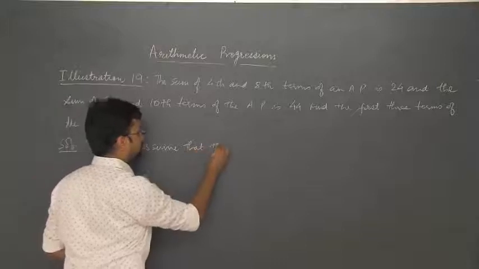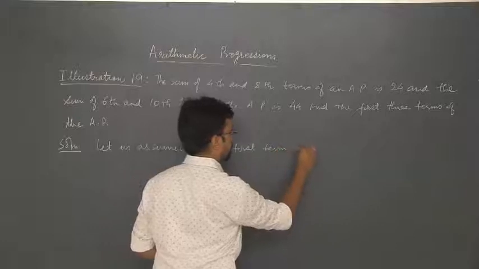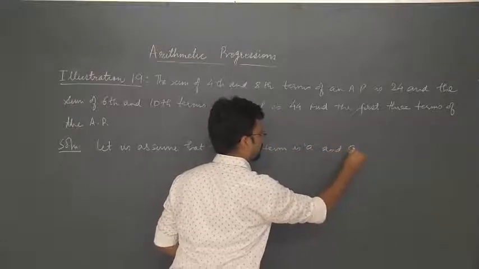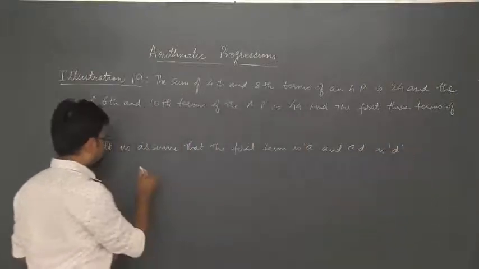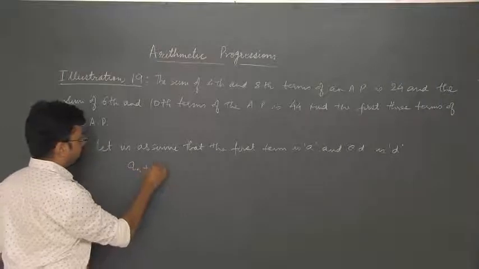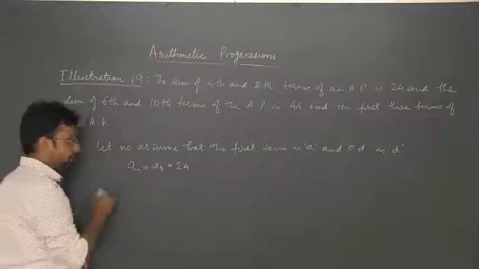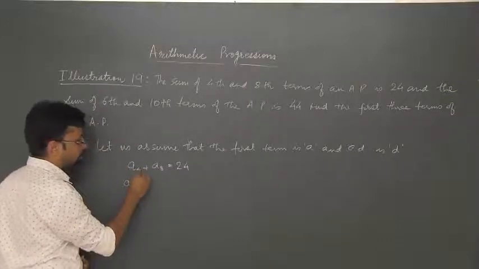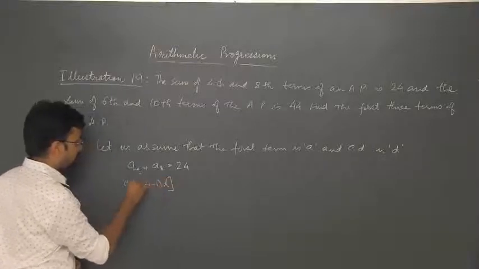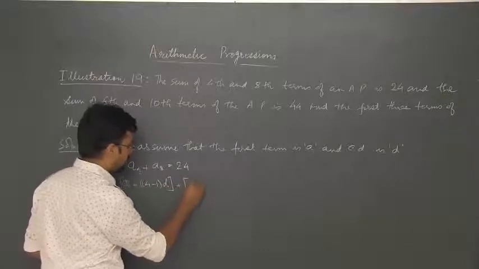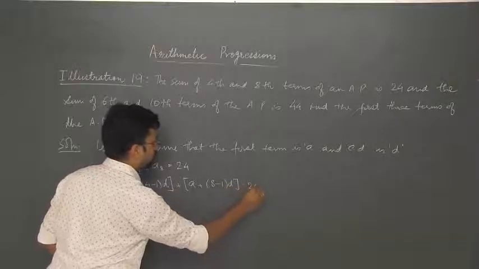that the first term is A and common difference is D. Then as per question, A4 plus A8 is equal to 24. What will be A4? A4 will be A plus n minus 1, n here will be 4, so it will be 4 minus 1 into D. And what will be A8? It will be A plus 8 minus 1 into D, and this is equal to 24.